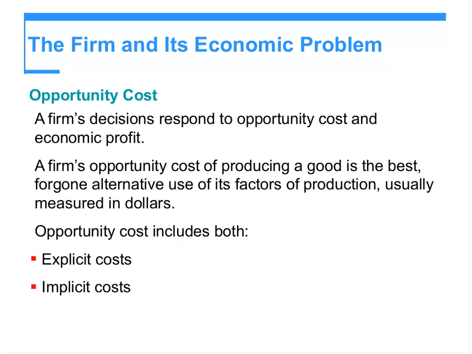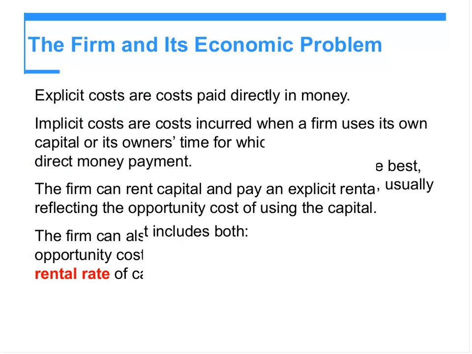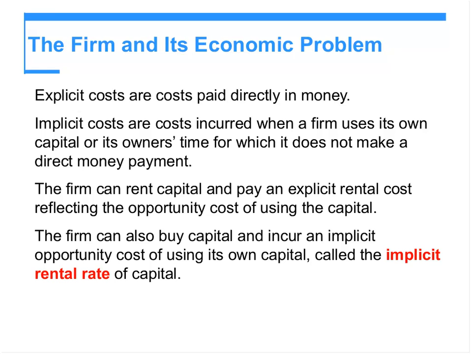You see, there are some costs, part of opportunity cost, that a firm's decision responds to: opportunity cost and economic profit, and this may be implicit or explicit. Let's see what is explicit cost and what is implicit cost. Explicit costs are costs paid directly in money. So the money that you can see directly paid, that can be seen and felt, is the explicit cost of any business.